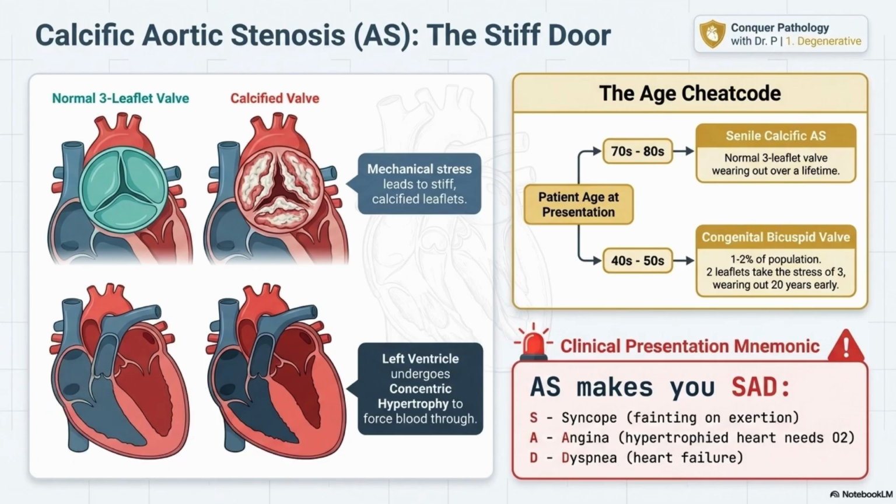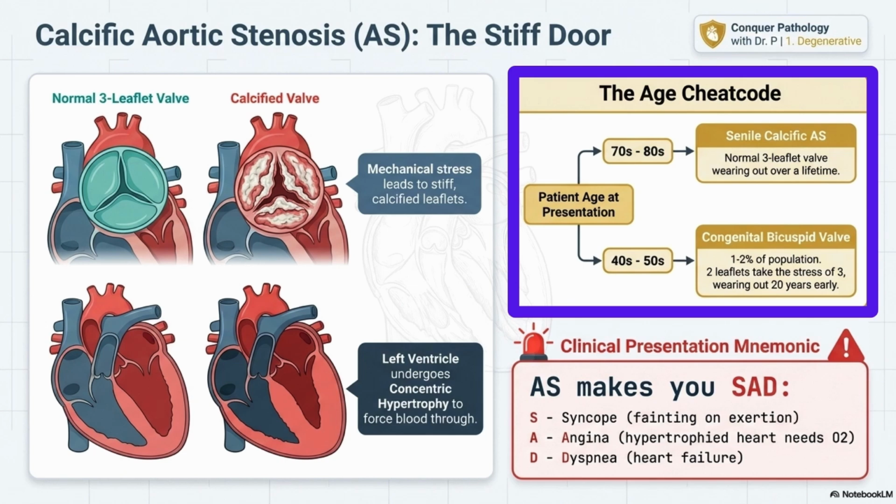I want you to remember this age cheat code. If the patient's age at presentation is in their 70s or 80s, you are looking at senile calcific aortic stenosis. This is a normal 3-leaflet valve that has simply worn out over a lifetime. However, if the patient presents in their 40s or 50s, suspect a congenital bicuspid valve. This affects 1 to 2% of the population because 2 leaflets are taking the stress meant for 3. The valve wears out 20 years early.